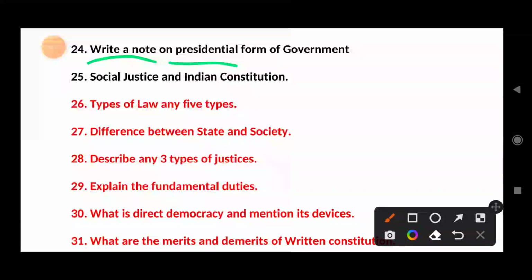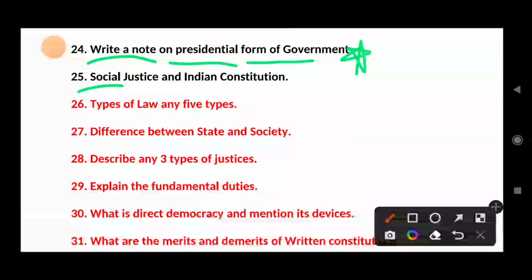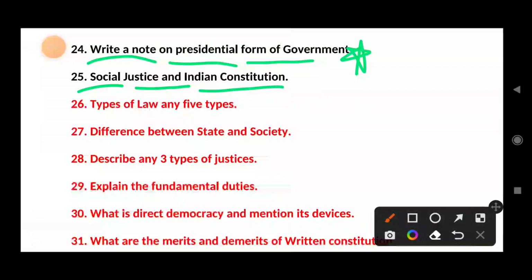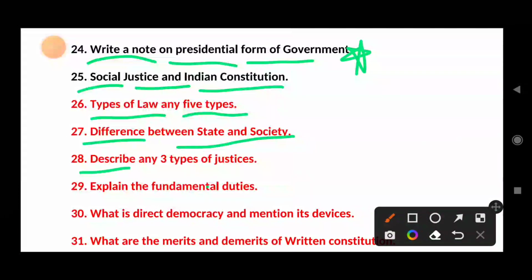Write a note on presidential government. This is also an important one. Social justice and Indian constitution. Types of law, 5 types. If you mention that it will be enough. Difference between state and society. Describe any 3 justice. Explain the fundamental duties.